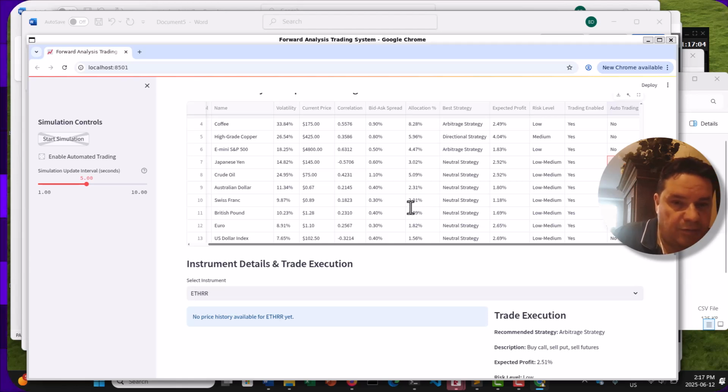So here is the proposed strategy for this particular instrument, which is Ethereum itself. So it's saying buy a call, sell a put, sell a future contract. So it's doing what I've talked about in the past, a synthetic option trade here with the future, which didn't work, of course. So what we're doing is buy one call option, sell a put option, and sell a future contract. So it goes through the rationale, the risk management, profit target.